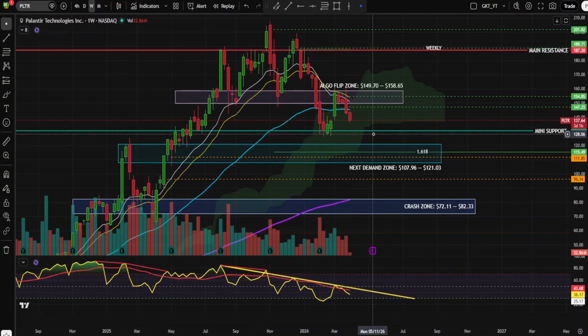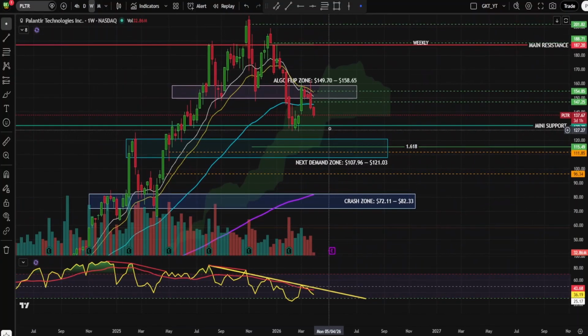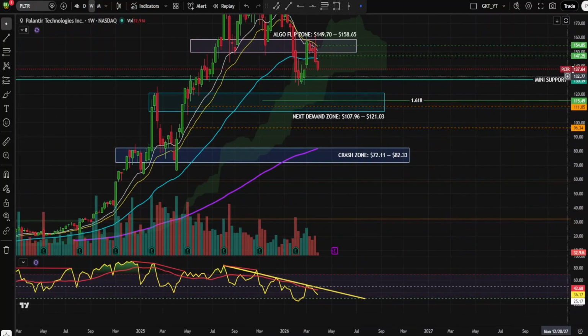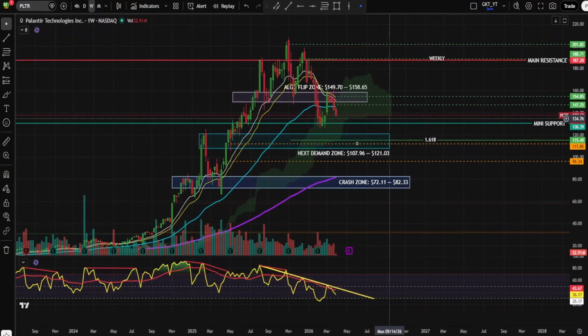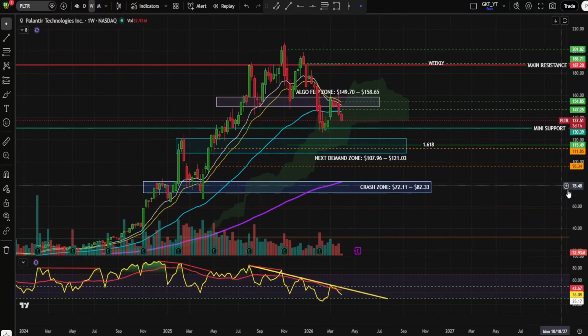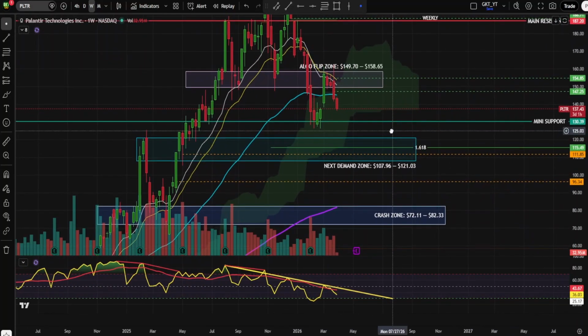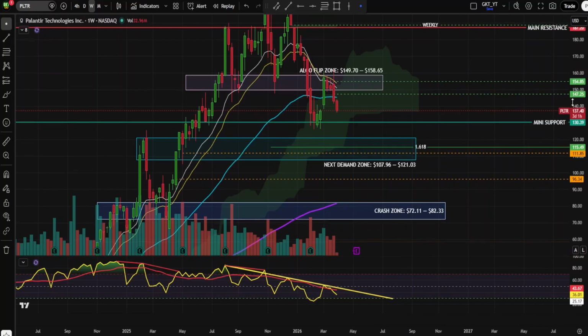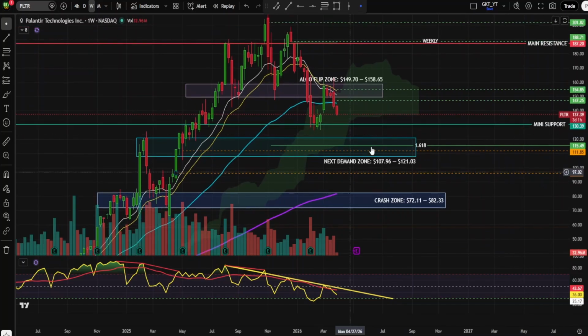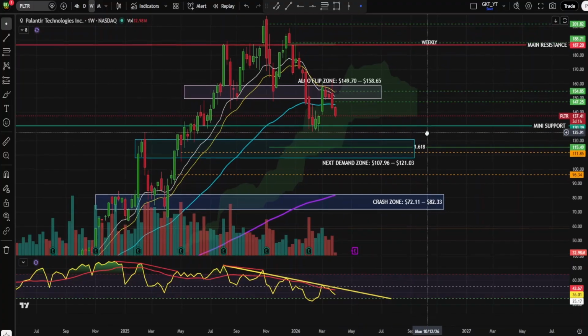That is a possibility, but to me, all signs point to favor this demand zone where we're coming around here at 107.96 to 121.03. And this stock is not particularly easy to define zones because you could see for this last year, it was basically just an uptrend. So you have to be very precise with your zones and calculate all your indicators and other features and tools to get these zones as precise as possible. And I'm going to show you why I think this zone is very likely to be hit.